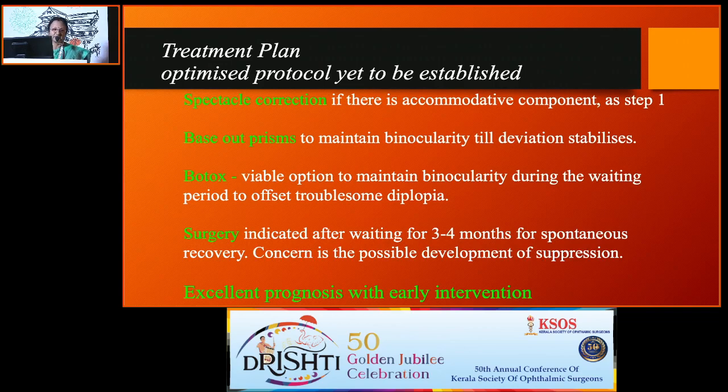Spectacle correction if there is an accommodative component, or base-out prisms to maintain binocularity till the deviation stabilizes. Botox, yes, is a viable option to maintain binocularity during the waiting period to offset troublesome diplopia. Surgery is indicated after a waiting period of 3 to 4 months of spontaneous recovery, and the concern is the possible development of suppression. You have to manage these patients with prisms, Botox, and finally surgery.